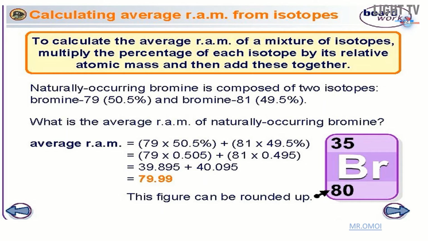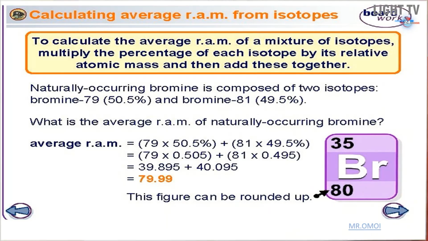You can express the answer in that format, or you can give it as a whole number. 79.99 is equal to 80. So you can give the answer as 80. So that's how you can calculate the relative atomic mass for bromine, and it is very simple.